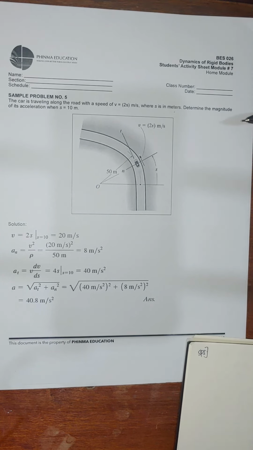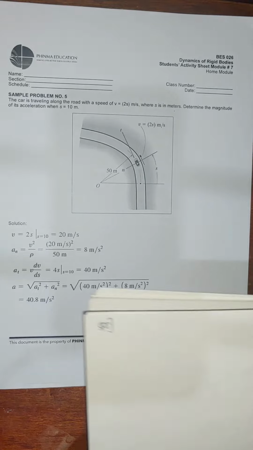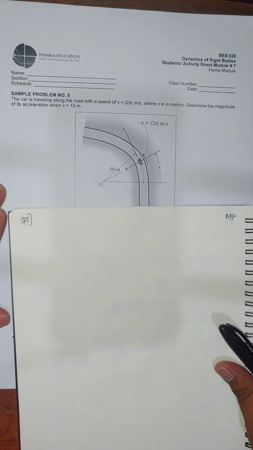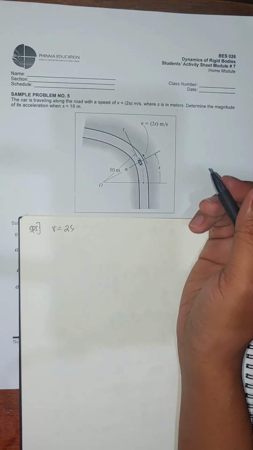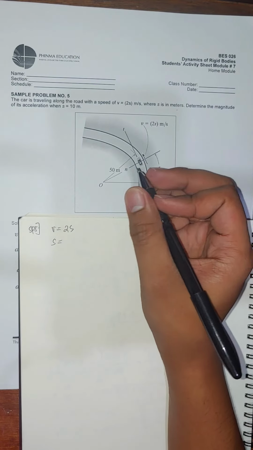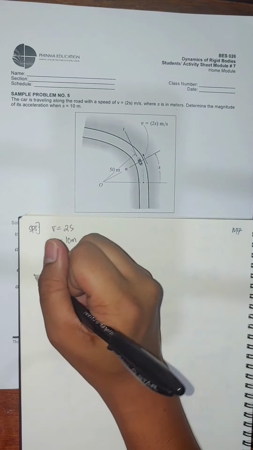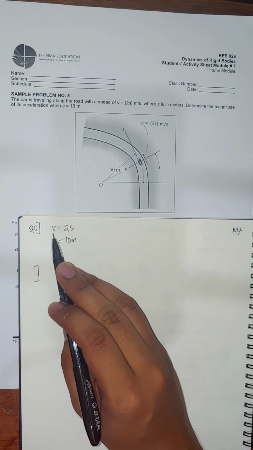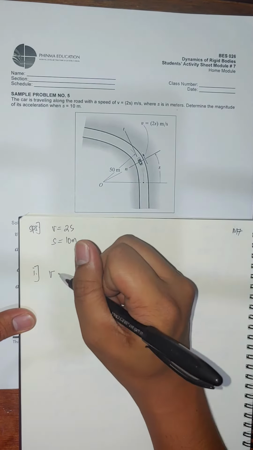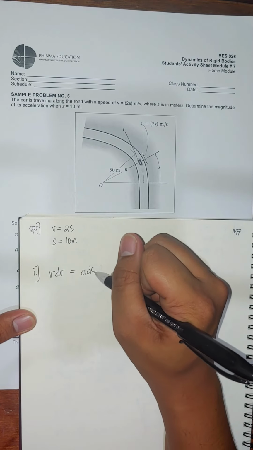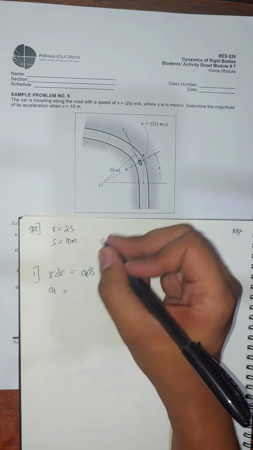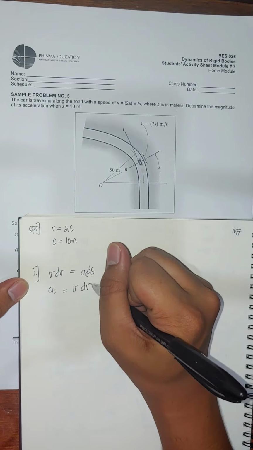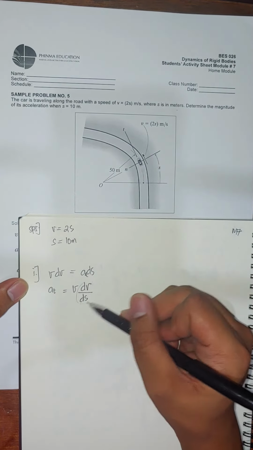Okay. So, the magnitude of the acceleration. Let us write the given. The velocity is equal to 2s, and we have s equal to 10 meters. So we have the relationship of tangential acceleration, v dv equals a ds. To get the tangential acceleration, we just use variable separable: the velocity times the derivative of the velocity with respect to time.